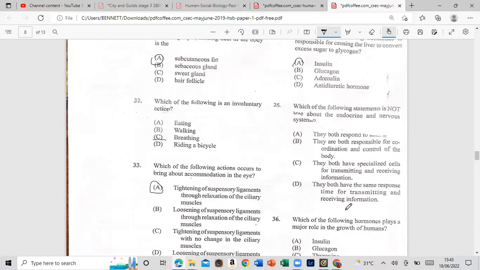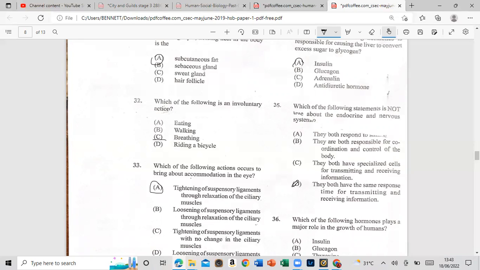Which of the following statements is not true about the endocrine and nervous system? They both are responsible for stimuli. They are both responsible for coordination and control of the body. C, they both have specialized cells for transmitting and receiving information. D, they both have the same response time for transmitting and receiving information.